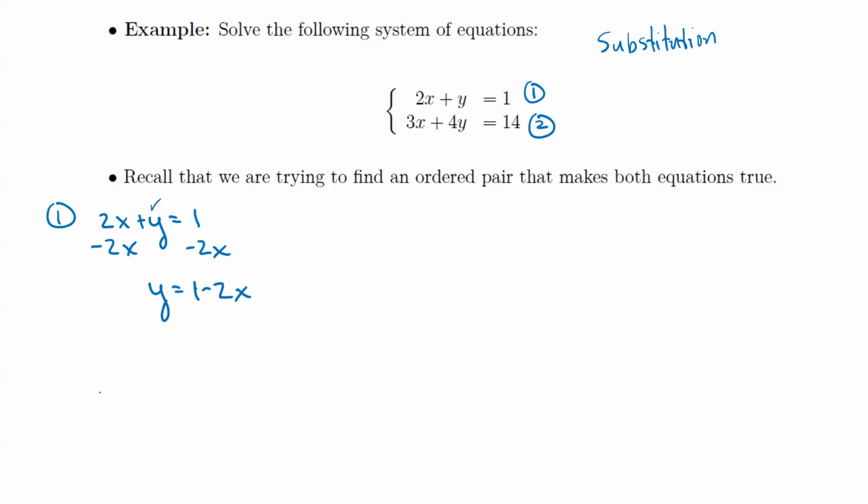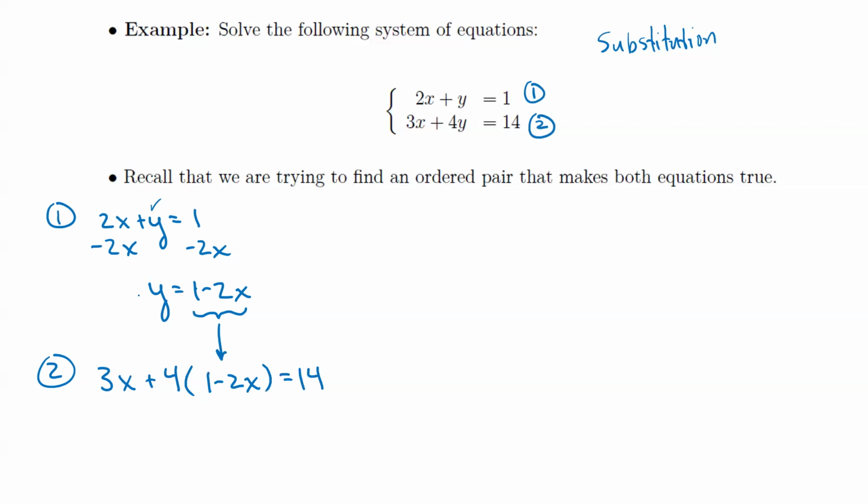So that's equation one. Now you take equation number two, which is 3x plus 4y equals 14. You're going to write it, but instead of writing 4y like is up here, you're going to write 4 times (1 minus 2x). Because remember that any ordered pair that is a solution to this system has to make the first equation and the second equation true.